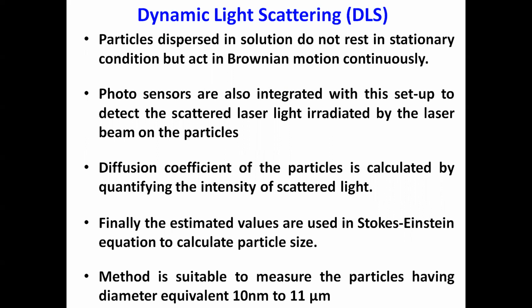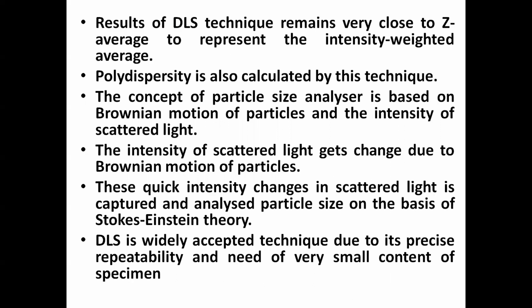All those things we have discussed when we were discussing NMR and Raman. So I hope the basics of light theory are clear to all students. Finally, the estimated values are used in the Stokes-Einstein equation to calculate the particle size. The method is suitable to measure particles having a diameter from 10 nanometers to 11 microns, so you can say a wide range is available here. Results of the DLS technique remain very close to the Z average, representing the intensity weighted average.